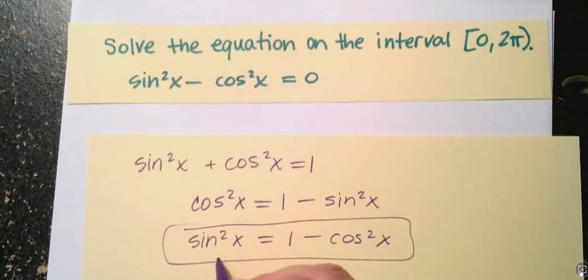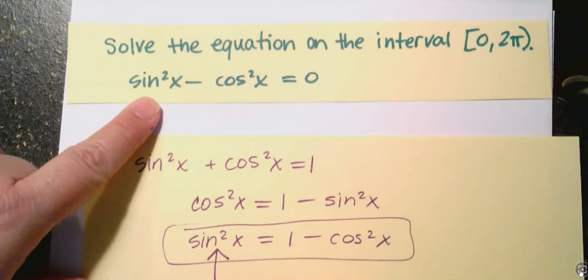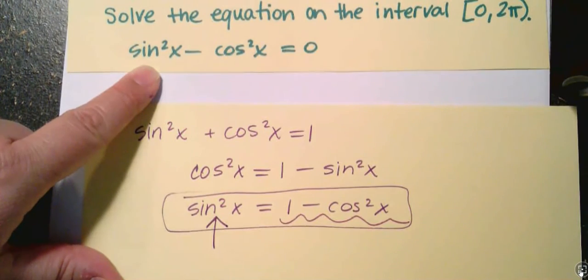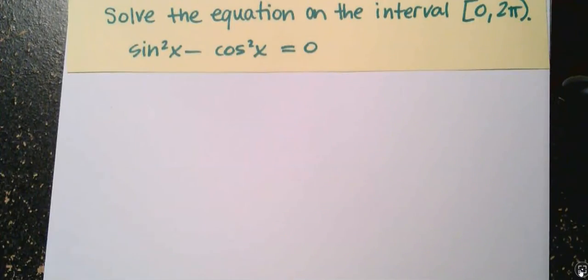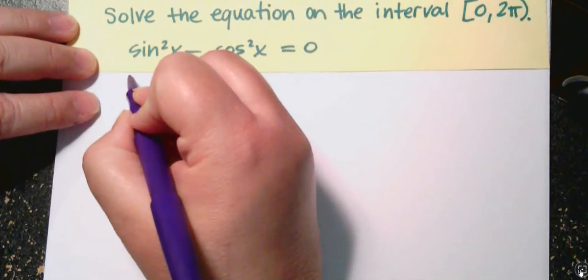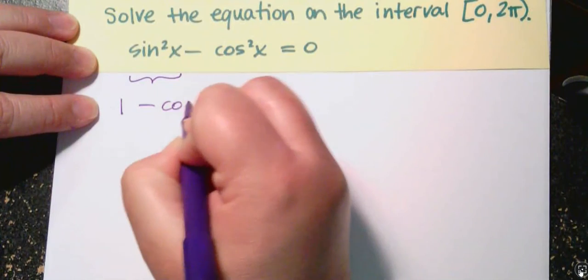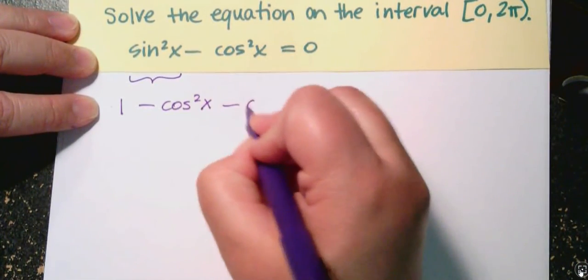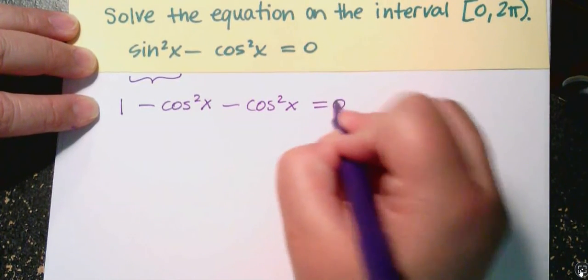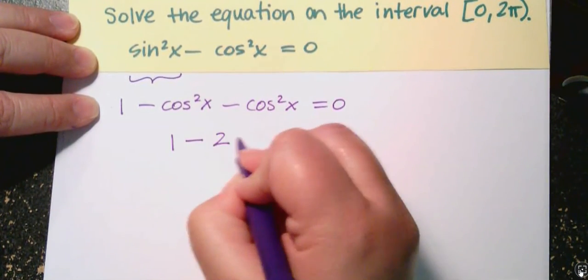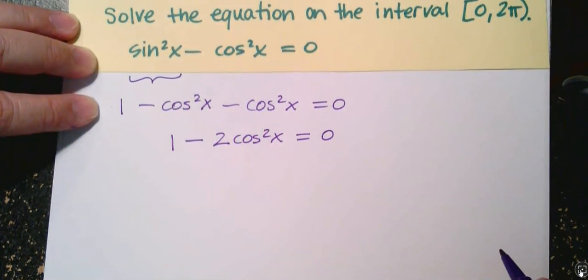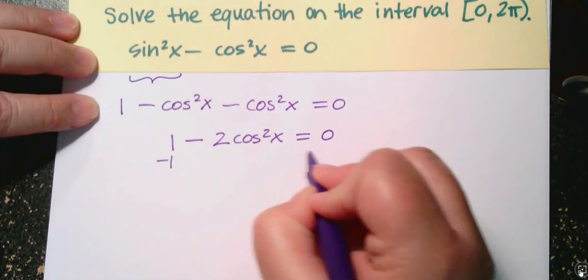And I'm going to go up here and take sine squared of x, which is right here, and instead of writing sine squared of x, I'm going to write this stuff, because then I'll have everything just in terms of cosine. So let's do that. Sine squared of x becomes 1 minus cosine squared of x. And then I still have over here minus cosine squared of x. So this becomes 1 minus 2 times cosine squared of x. So now I'm going to get my cosine squared of x alone.